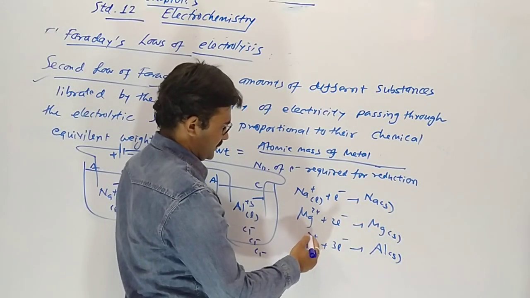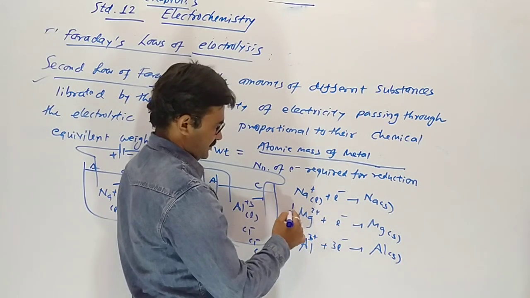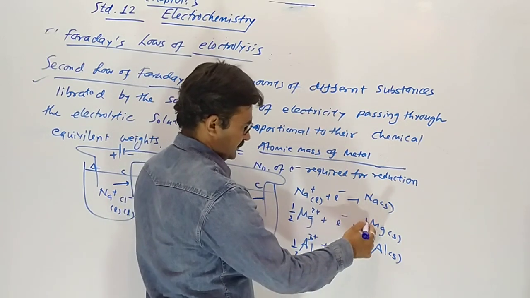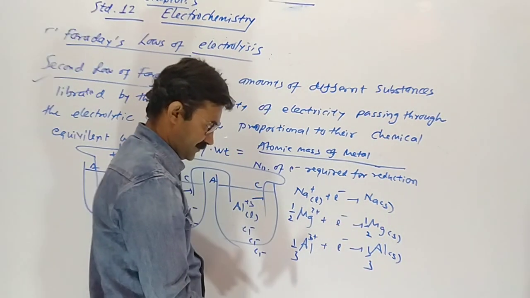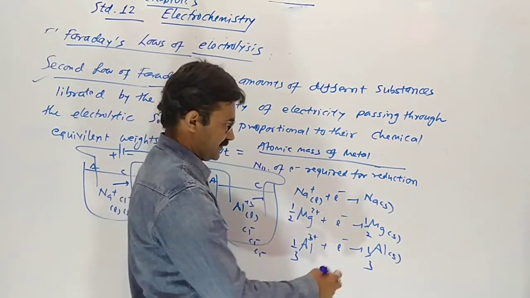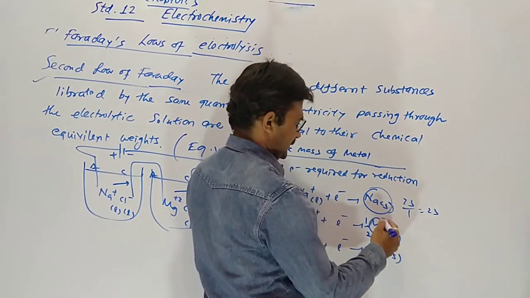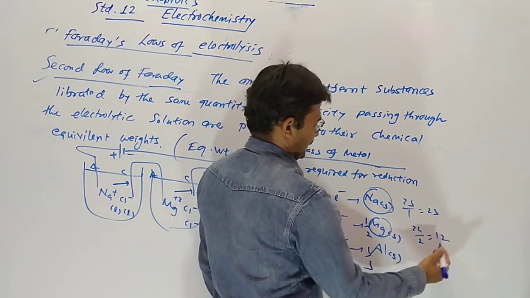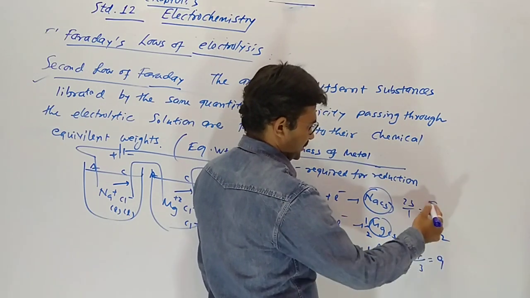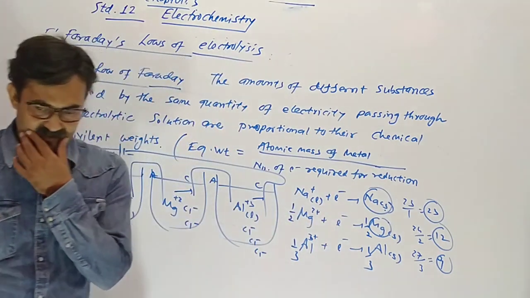So actually what happens here? We have to pass the same current. 1 mole electron, divide by 3. So 1 by 2, 1 by 3. All reactions multiplied or divided by 2. Here, divide by 3. So the mass: 23 by 1, 23. Here 24 by 2, 12. 27 atomic mass by 3, so 9. So these are the equivalent masses of the metals.